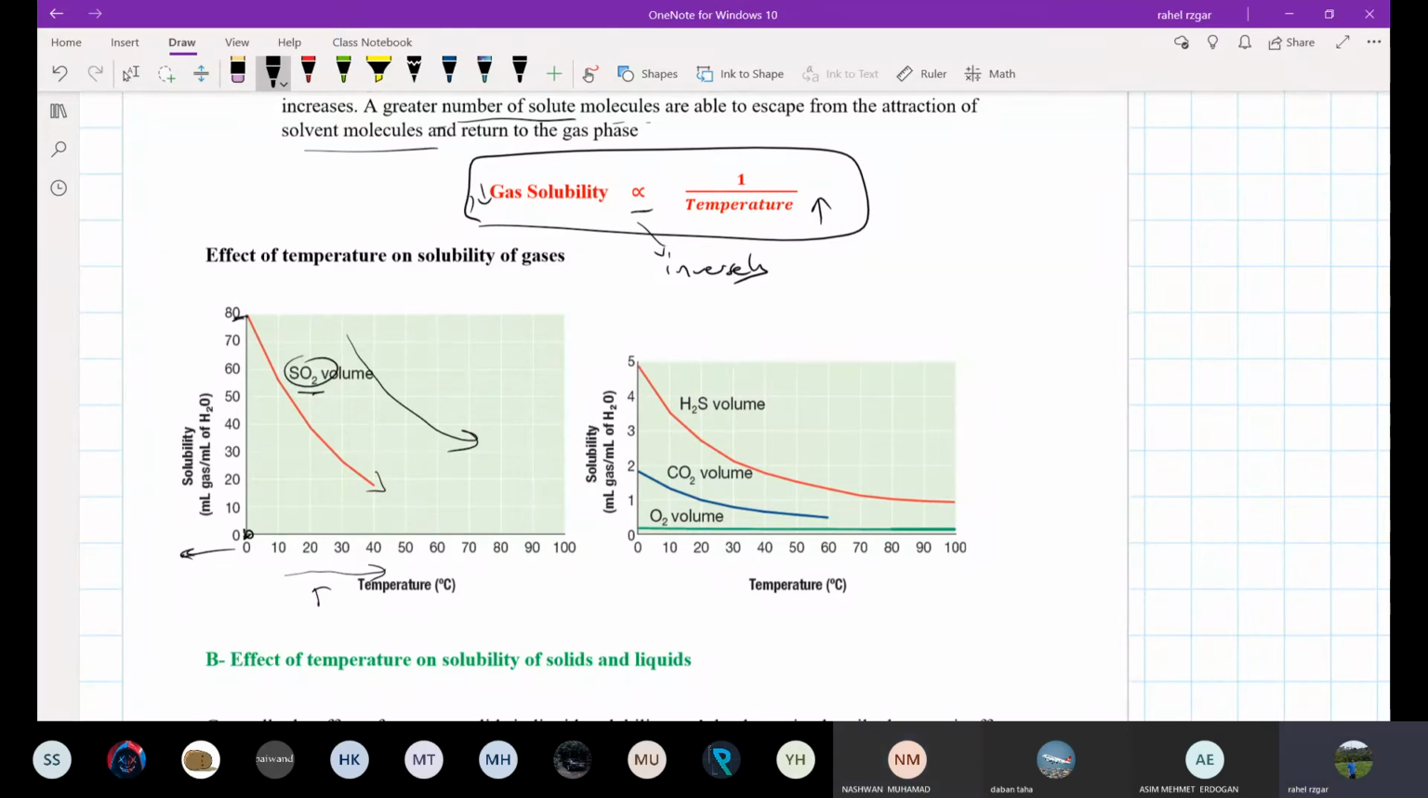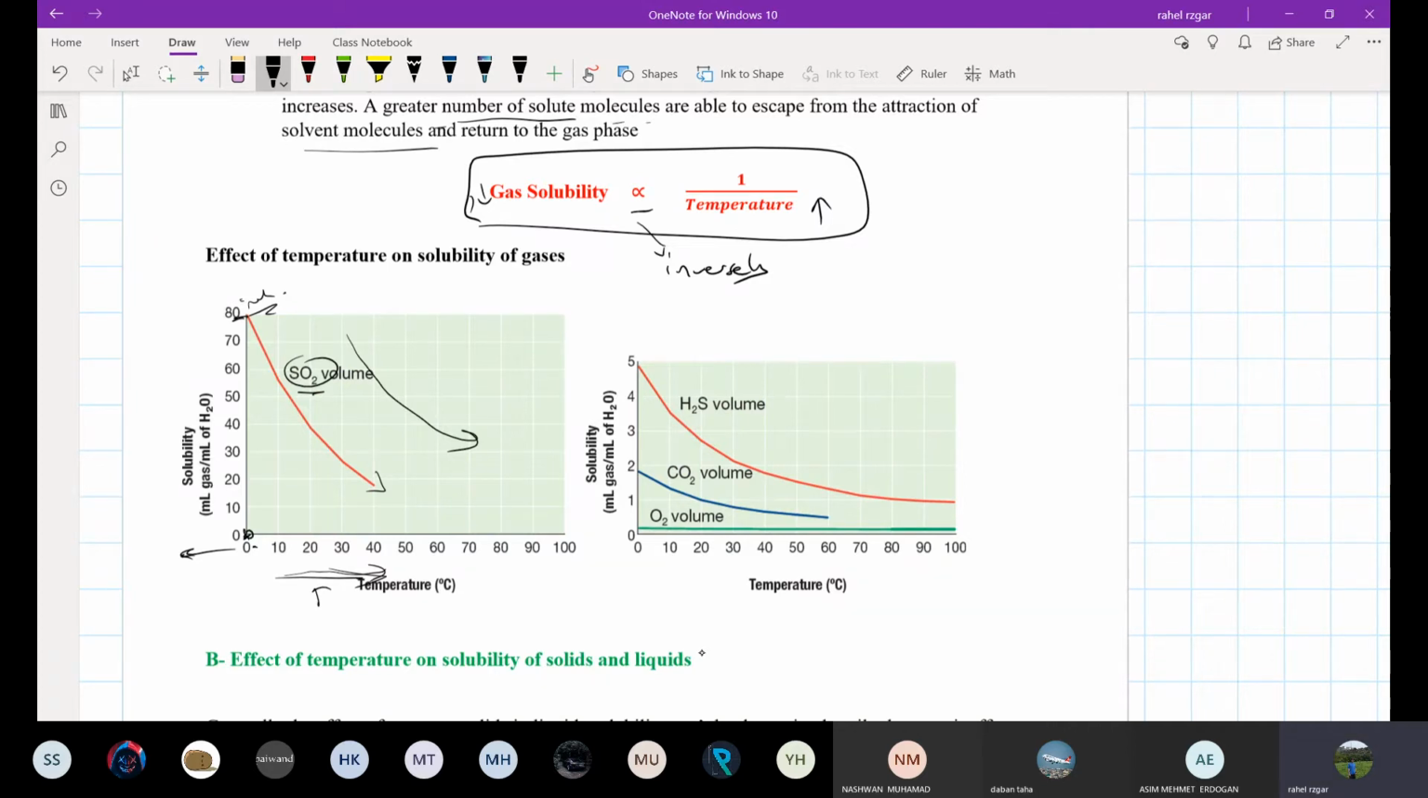But you can dissolve gas in liquid. So from 0 and above, it is liquid. Now, 80 milliliters here at 0 Celsius. But when temperature is increasing towards the right, solubility is decreasing. Same thing for these gases as well.